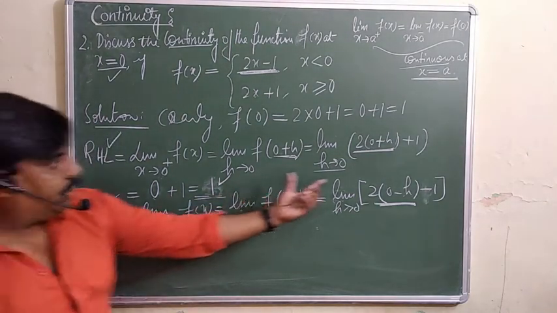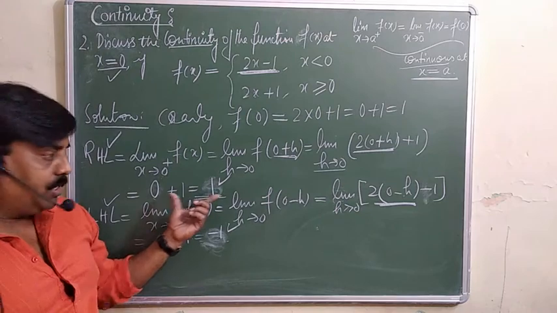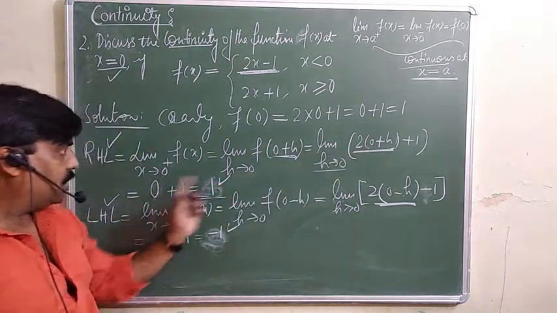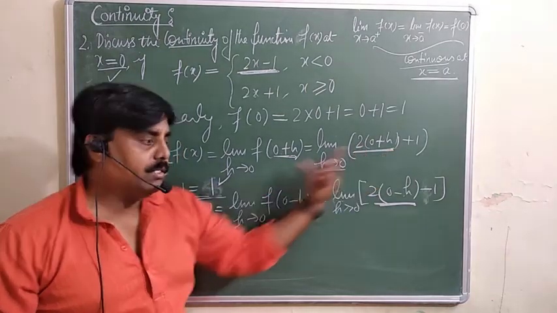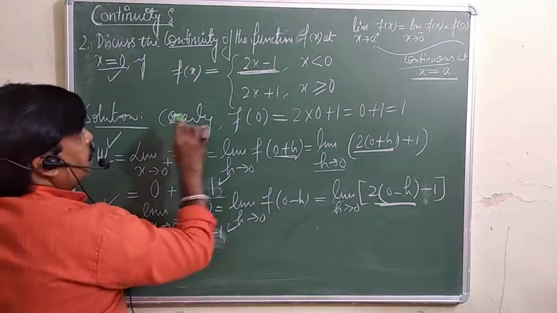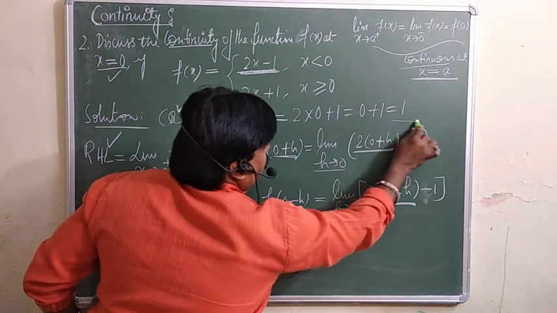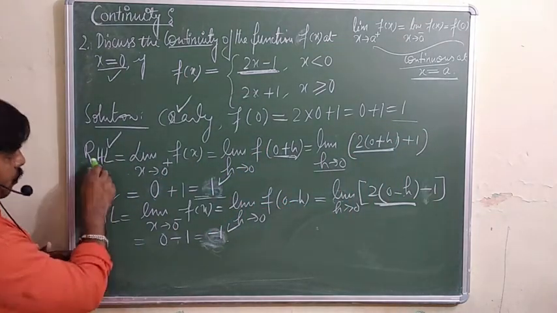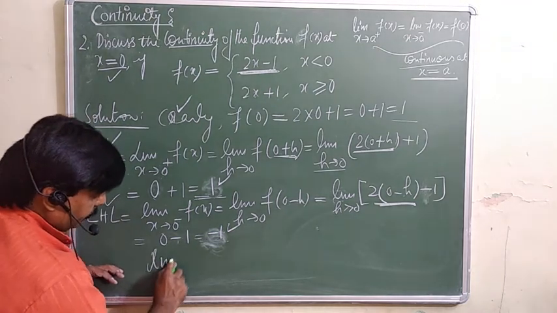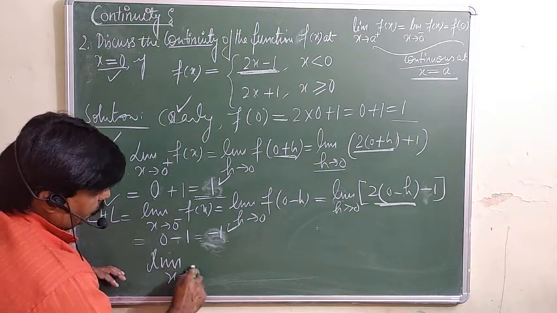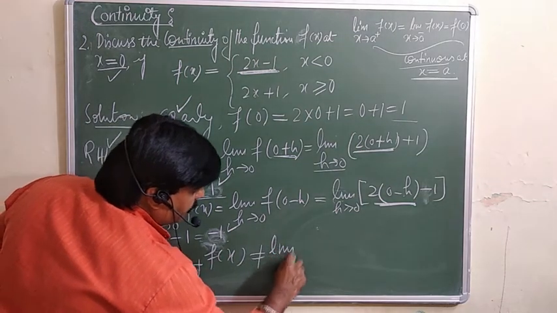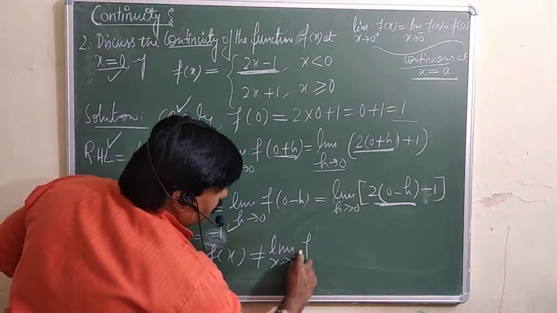You should be very careful here during the calculation. We were making the mistake here only. We wrote 2 by mistake, but as h tends to 0, this whole term will be 0. So here the value at the point is 1. The right hand limit is 1, but here it is minus 1. But finally, what you are getting is that the limit as x tends to 0 plus of f(x) is not equal to the limit as x tends to 0 minus of f(x).